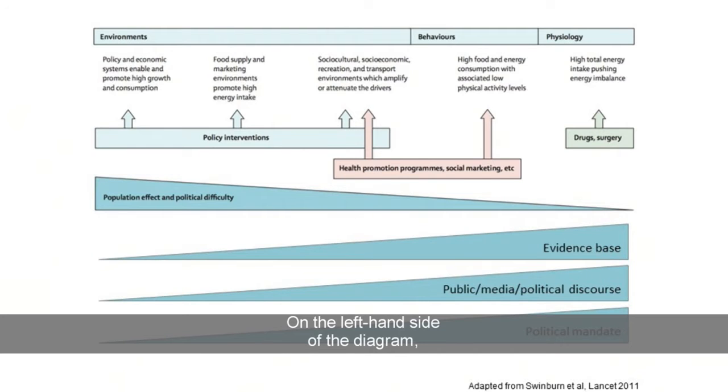On the left-hand side of the diagram, we've got big picture population level actions. Agricultural policy, the kinds of things that determine the amount of sugar and fat flowing into our food system. Actions to shift that are politically extremely difficult to do, but they could have big picture impacts on the distribution of body weight across society. And then I've added 3 more little wedges across the bottom, all skewed over to the right. Evidence base is skewed towards the individual level. Public, political and media discourse is also skewed towards the individual. And as a result, political mandate is skewed towards the individual.